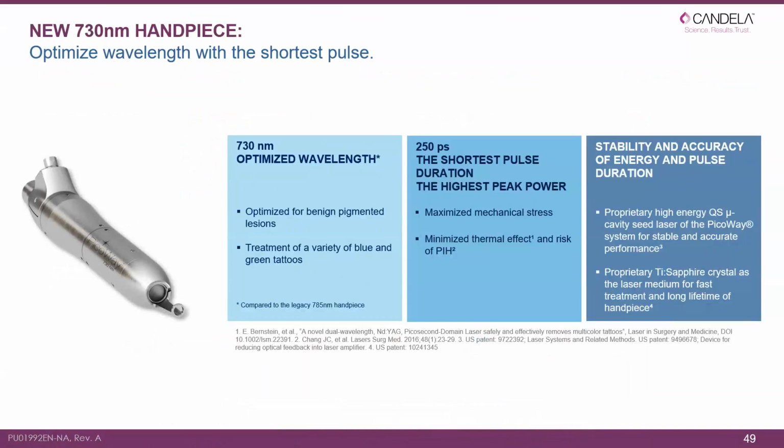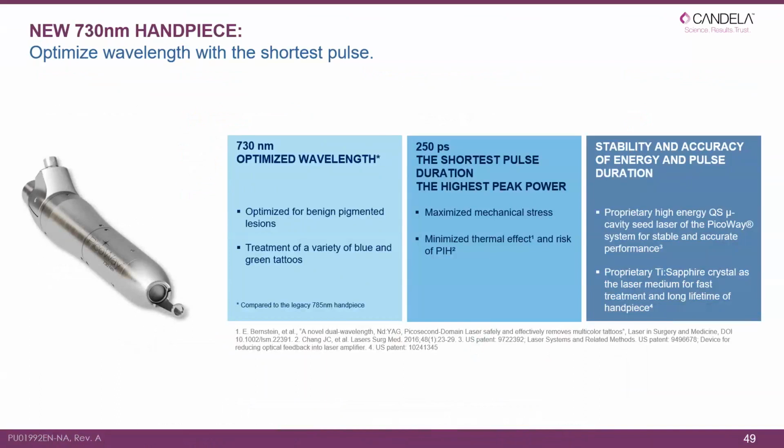This is one of our newest handpieces. This is a 730 nanometer handpiece. This is a single beam, and it can either be a 2, 3, or 4 millimeter spot size. This has the shortest picosecond pulse on any system on the market, and this is 250 picoseconds.